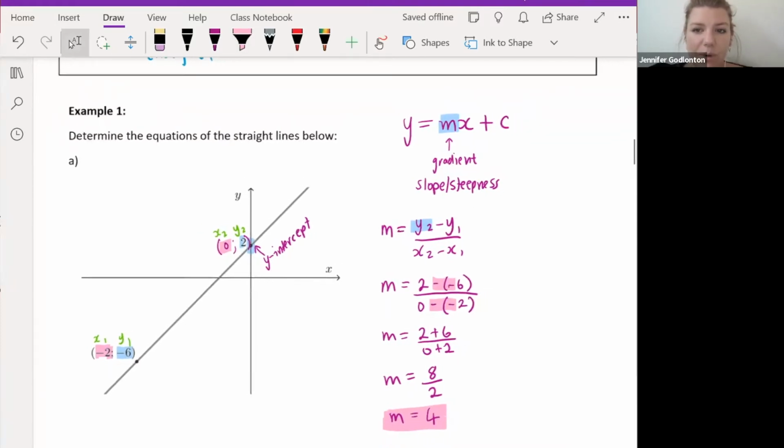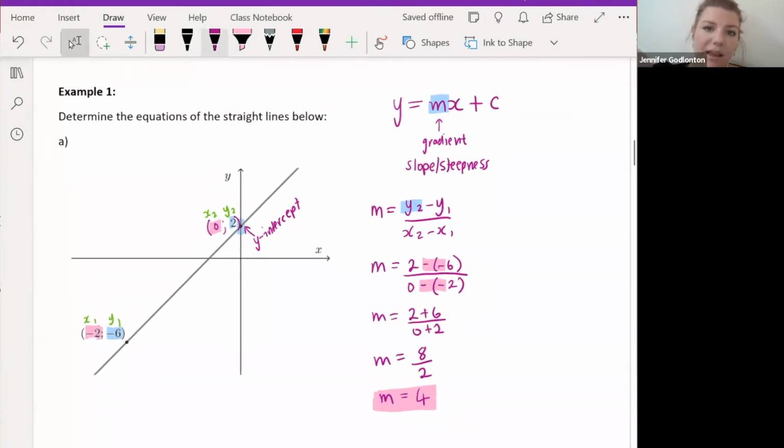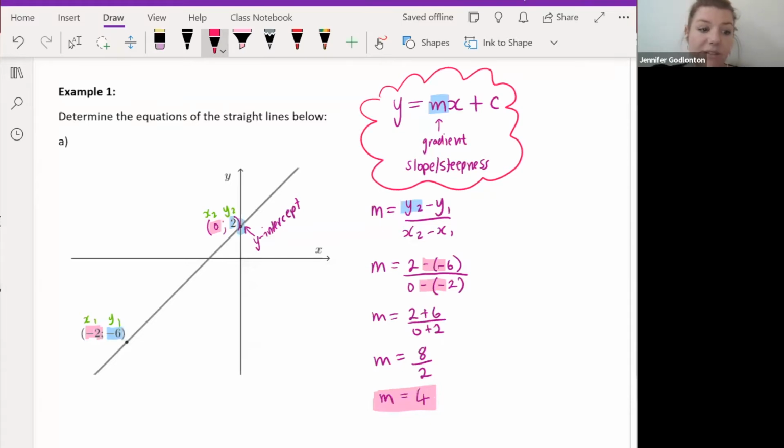At this point, let's jump back to this guy up here. We've just found m. So now that's going to be y equals 4x plus c. Now all we need to figure out is that c value over there.